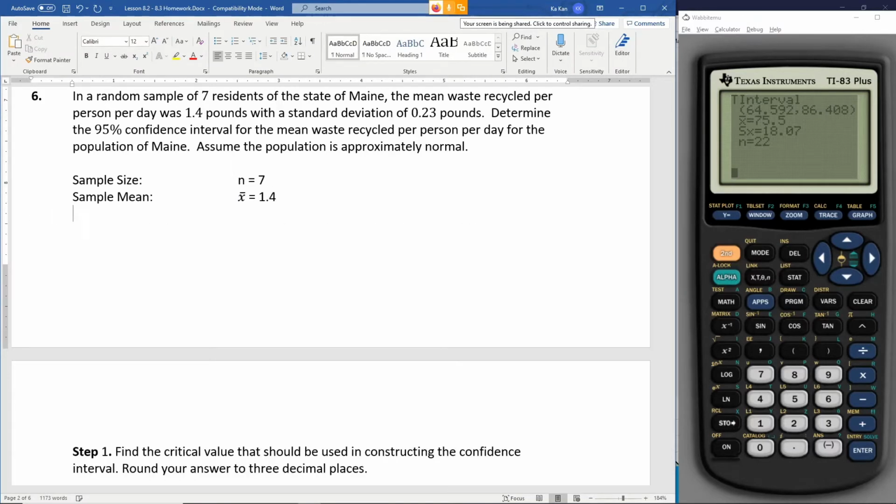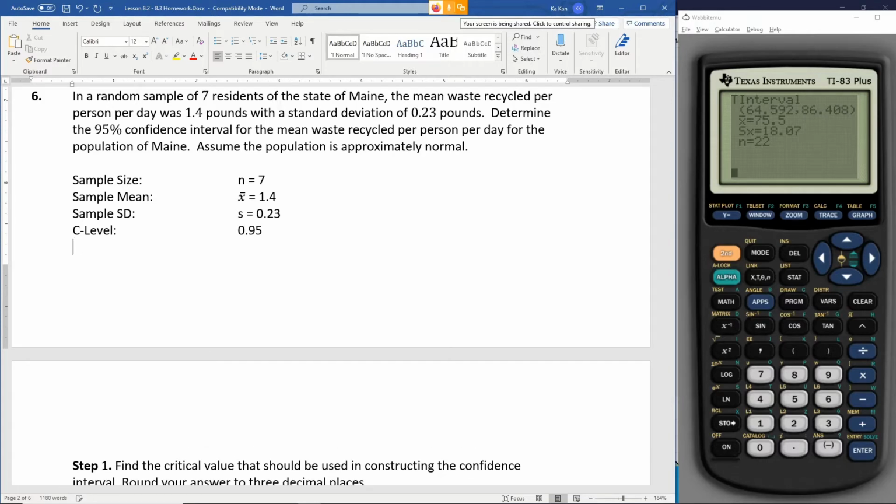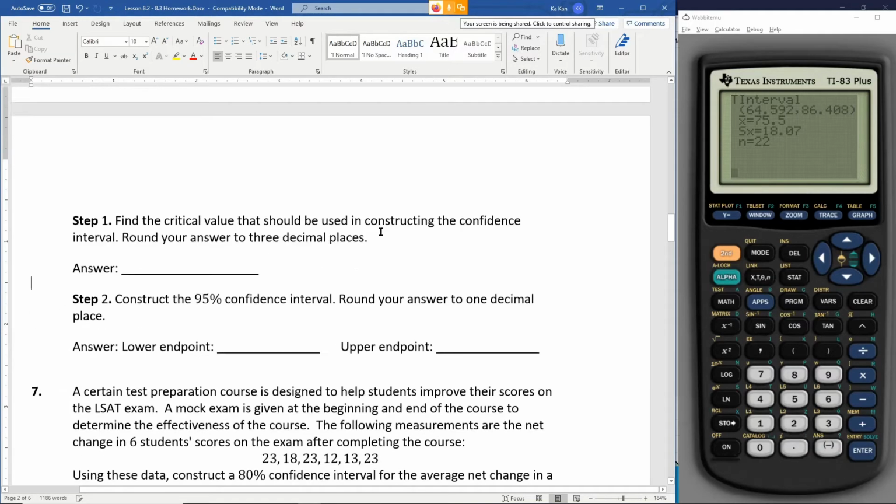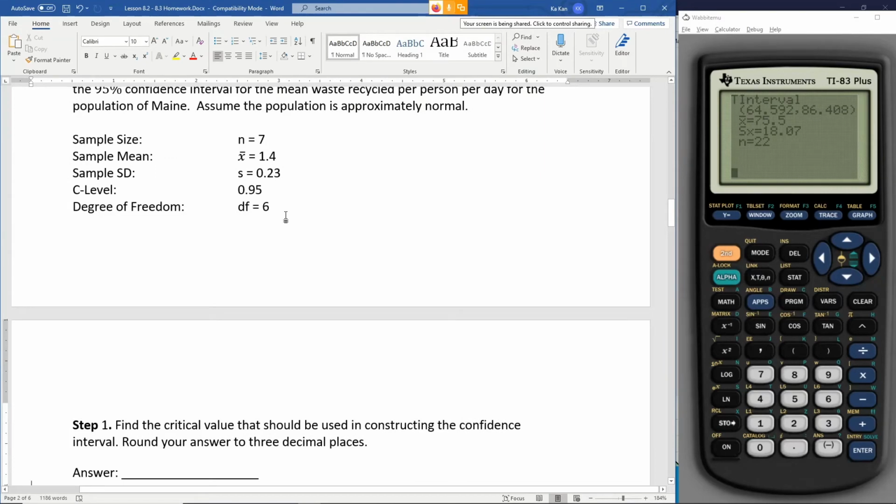All right. And then the standard deviation equals 0.23. And the C level is going to be 0.95, 95% confidence interval. And the degree of freedom equals 6, right? 1 less than 7. So now we need to find a critical value. So it's 0.95, degree of freedom is 6.